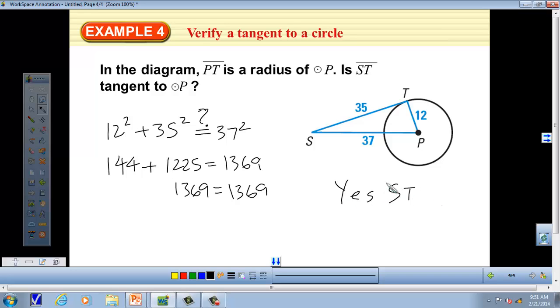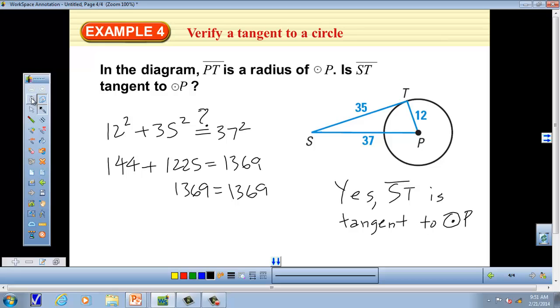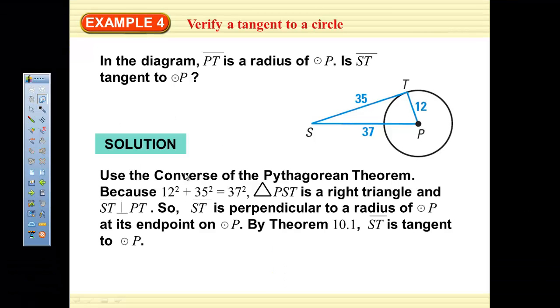ST is tangent to circle P. Okay? And again, there's a bunch of words here. We're proving that, and we want to prove that PST is a right triangle so that ST and PT are perpendicular. So ST is perpendicular to the radius, and therefore ST is tangent to circle P.